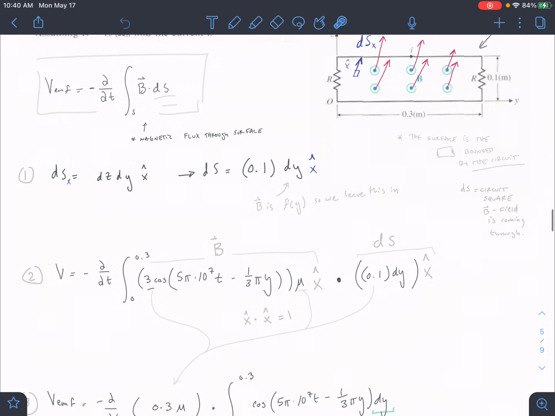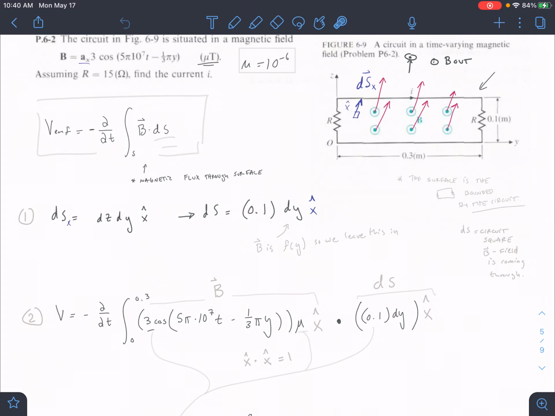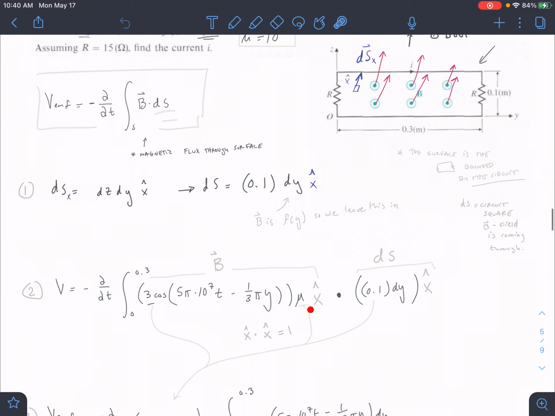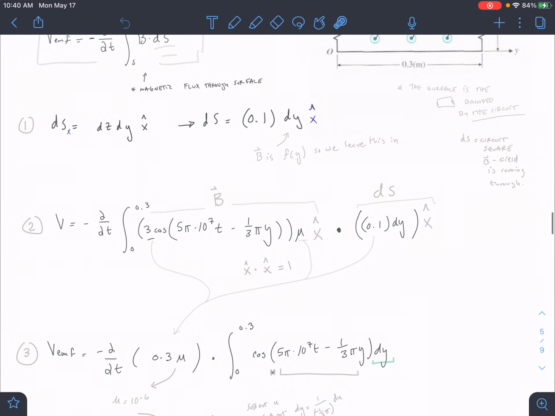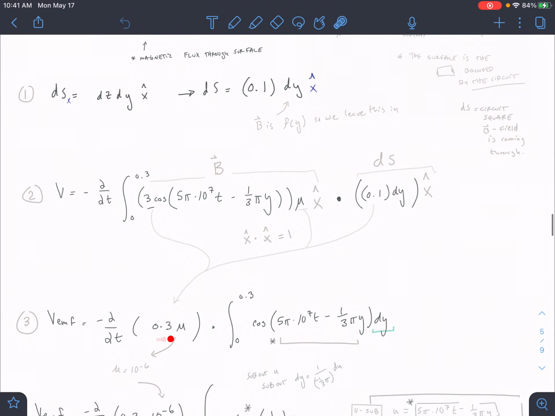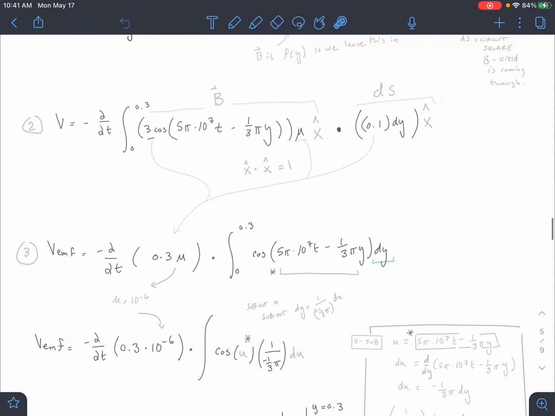So let's plug in our components. We're going to plug in the B field that we're given up here, so that B field is in the x hat direction, and then our ds is also in the x hat direction. So then we're dotting these together, so x hat dot x hat equals 1, and then we're just pulling some constants out to the outside here and moving our integral over.